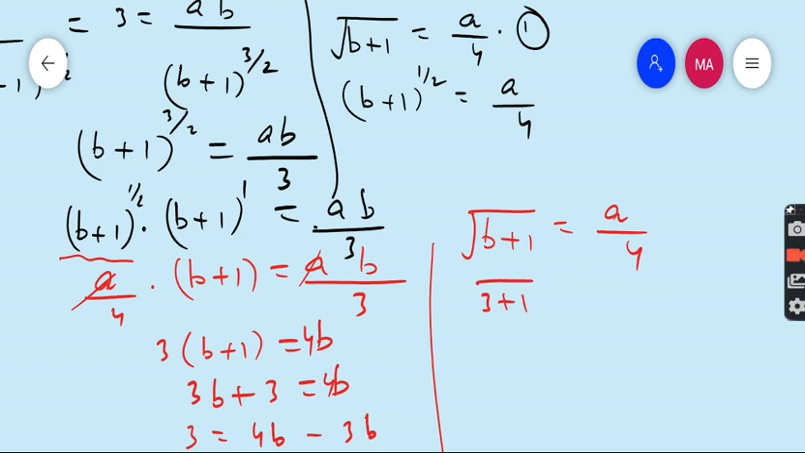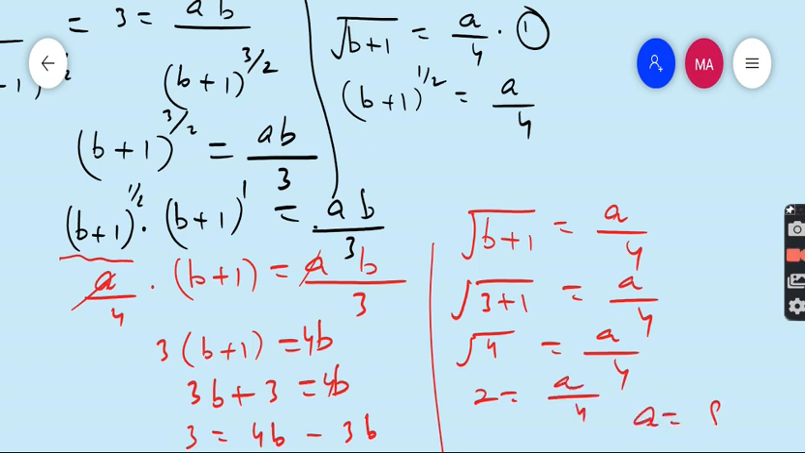3 plus 1 is equals to a upon 4. 3 plus 1 is 4. Root 4 is 2. So 2 is a upon 4, and 4 into 2 is 8. Hence the value of a is 8 and the value of b is 3. Now I will check the answer. 100% correct. So no mistake at all.